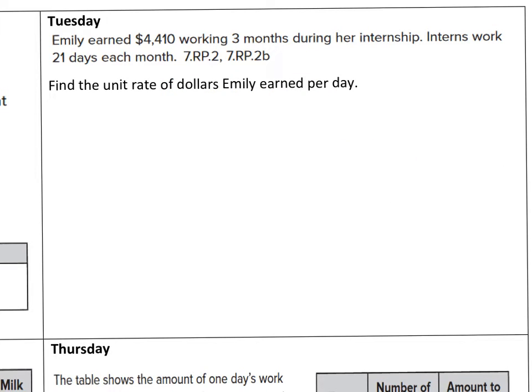Now for Tuesday, we have Emily, who earned $4,410 working 3 months during her internship. Interns work 21 days each month. Find the unit rate of dollars Emily earned per day. So let's make sure that we are paying attention to the fact that we're looking at per day. Go ahead and take a moment to answer your question.